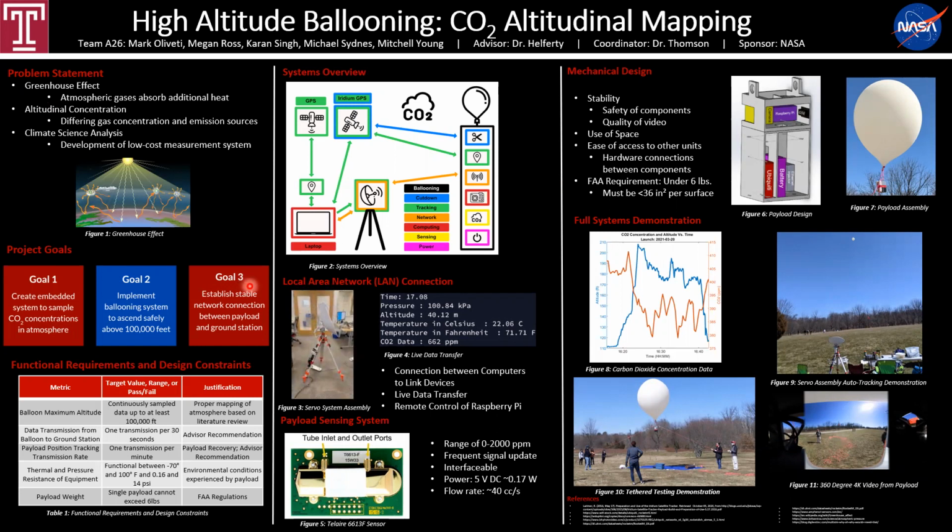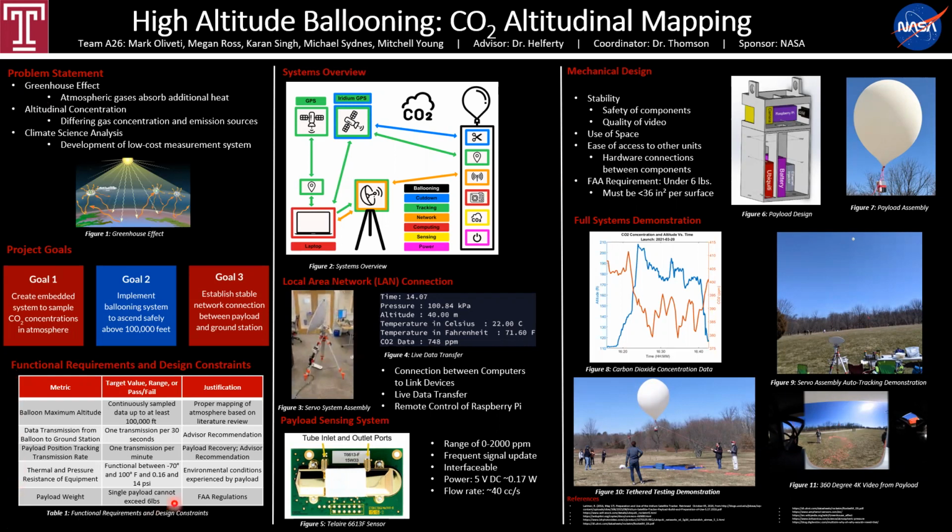You can think of this like a long-range Wi-Fi network between our ground station and the payload that's up in the air. The table at the bottom left of the poster outlines the various functional requirements and design constraints that were formulated using the project goals as an outline. These requirements reflect items such as FAA requirements, sensing goals, and transmission rates.